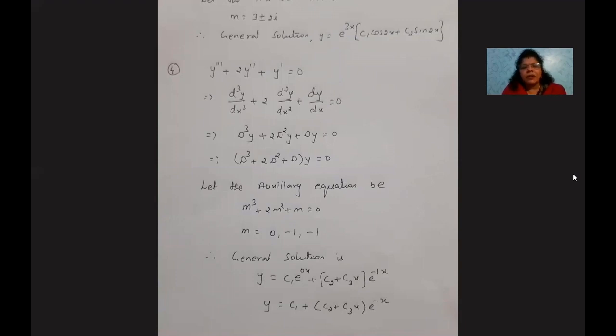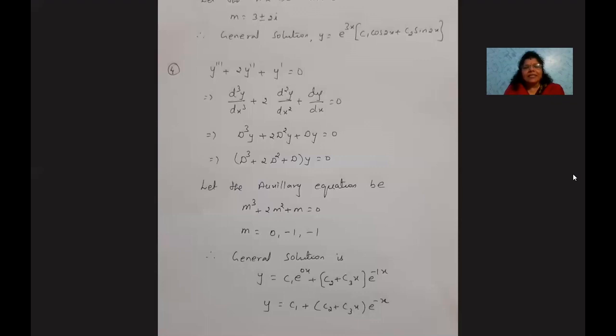y triple dash plus 2y double dash plus y dash equal to 0. What do you mean by y dash, y double dash and y triple dash? y dash is the first order derivative with respect to x. y double dash is the second order derivative of y with respect to x, and y triple dash is the third order derivative of y with respect to x, which I have written as d cube y by dx cube plus 2 into d square y by dx square plus dy by dx equal to 0.